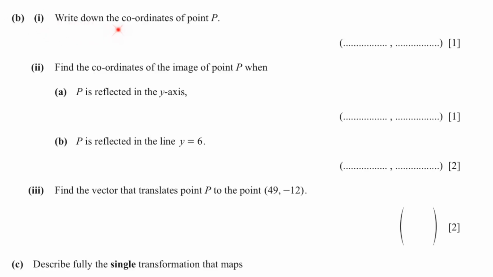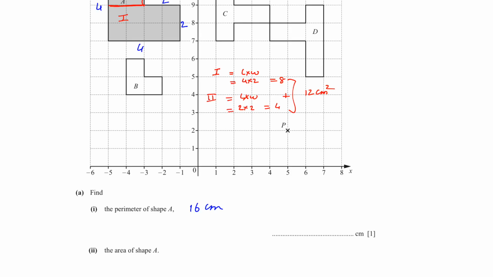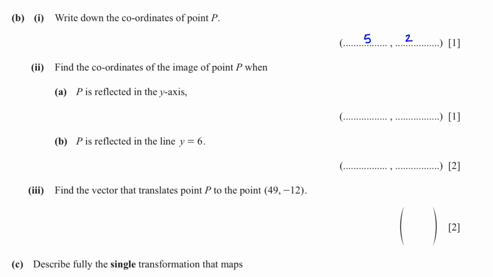B1, write down the coordinates of point P. So we have the coordinates of point P. First we write the x and then the y. So it's going to be 5, 2. In B2, they want us to find the coordinates of the image of point P when P is reflected in the y-axis. When it is reflected in the y-axis, the sign of x will change, but the y will remain the same. So our answer is going to be -5, 2.